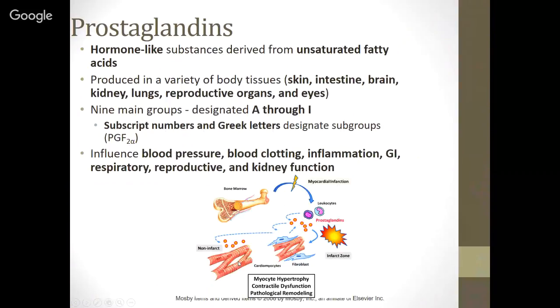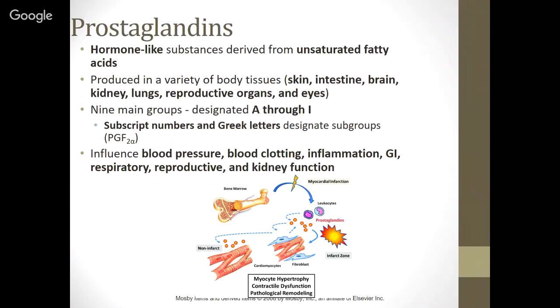All right, prostaglandins. Prostaglandins are hormone-like substances derived from the unsaturated fatty acids. So unsaturated fatty acids, remember, are those fatty acids that don't have as many hydrogen bonds, so they're not as saturated. We talked about unsaturated fatty acids being like plant oils. Okay, so we need those. Those are really important to get in our nutrition. They're produced in a variety of body tissues, in the skin, the intestines, the brain, the kidneys, the lungs, the reproductive organs, and the eyes.